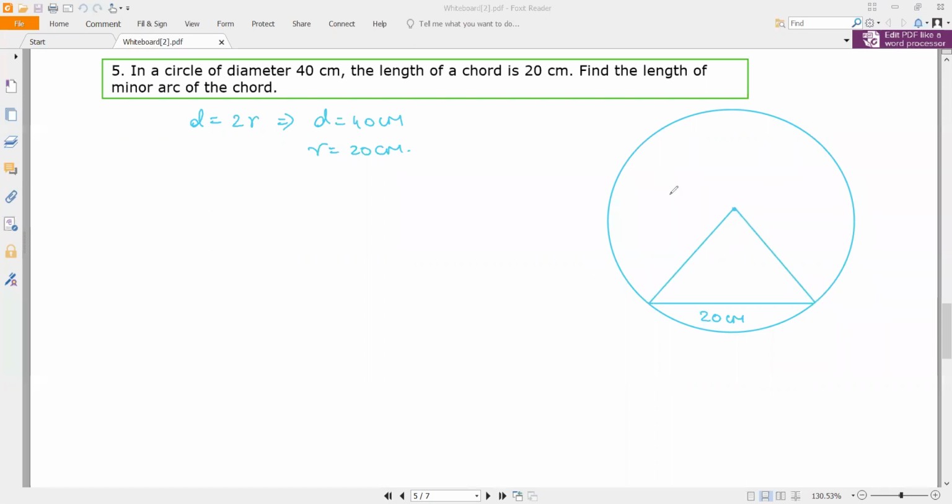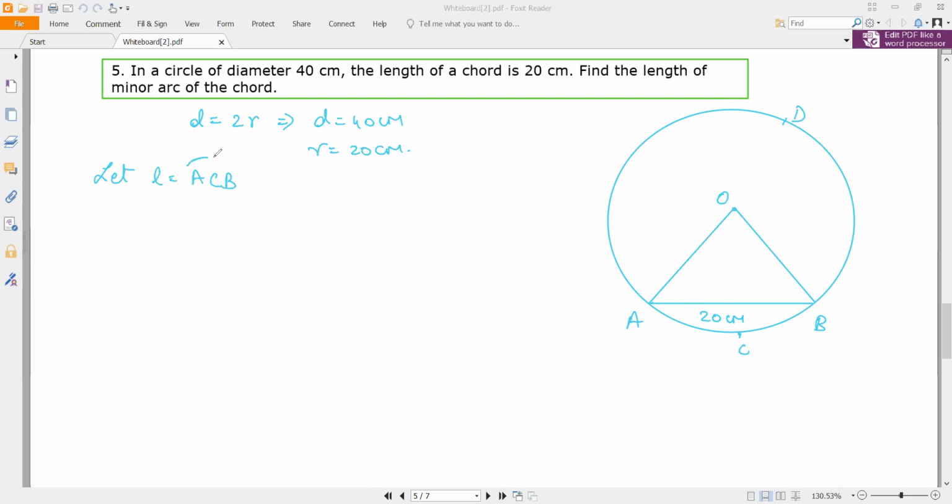Let's name all these points. O is the center, AB is the chord. Let us consider a point over here, C. Find the length of the minor arc of the chord. Now, this chord divides the circumference of the circle into 2 arcs. One major arc, let this point be D. So ADB will be the major arc and ACB will be the minor arc. You have to find the length of the minor arc. Let this arc length be equal to L. Let L be equal to the arc ACB.